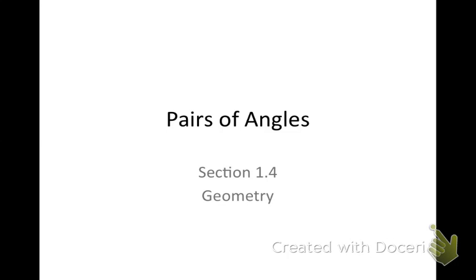Today we're going to talk about pairs of angles, section 1.4. Pairs of angles. There's a lot of different types of angles out there, and pairs of angles just means the relationship between different angles. So today we're going to talk about a lot of those relationships.